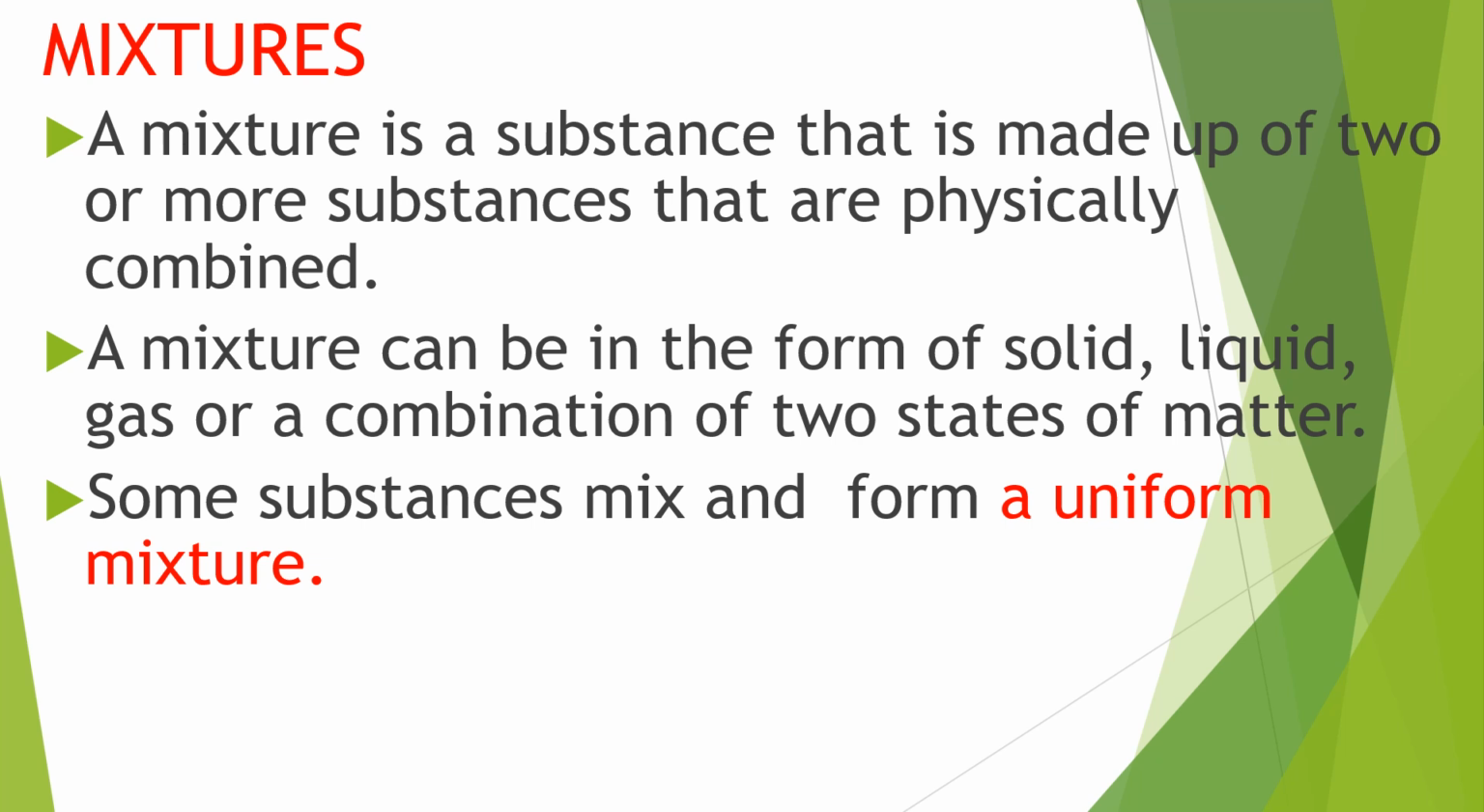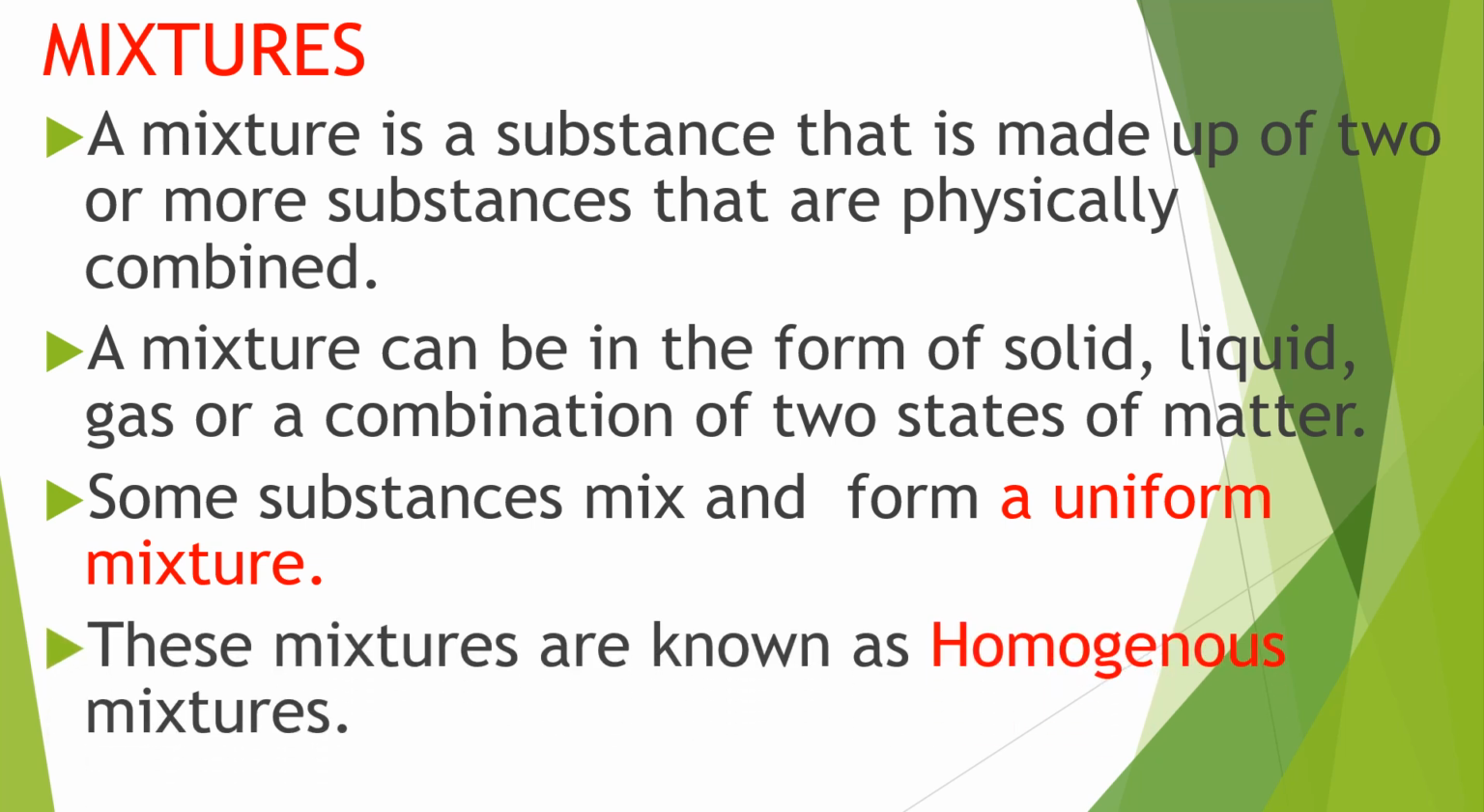Some mixtures mix, yes you know, and they form a uniform solution. Now we have started categorizing mixtures because some mix and others don't mix. The ones which mix, they form a uniform mixture. And these mixtures are known as what? Homogeneous mixtures. What is a homogeneous mixture? It is a type of mixture that is formed when we have substances mixing and forming a uniform solution or a uniform mixture.